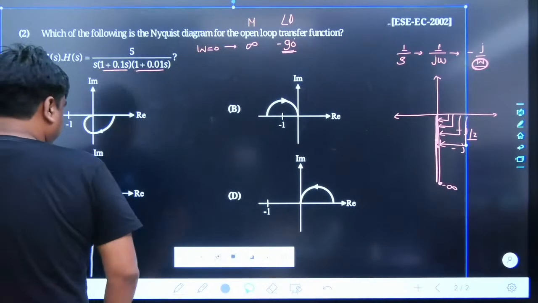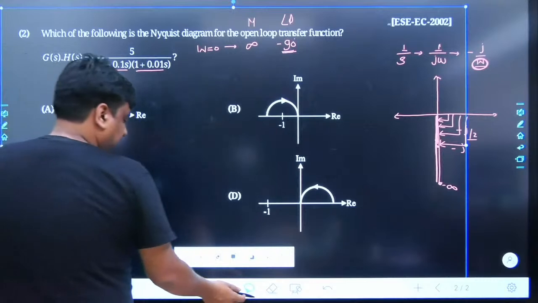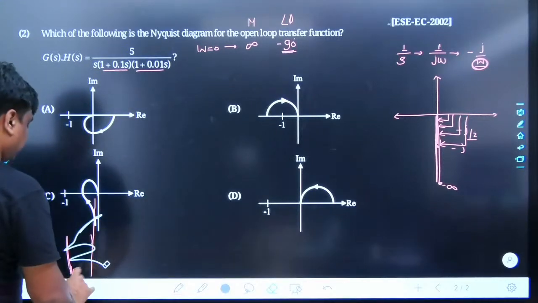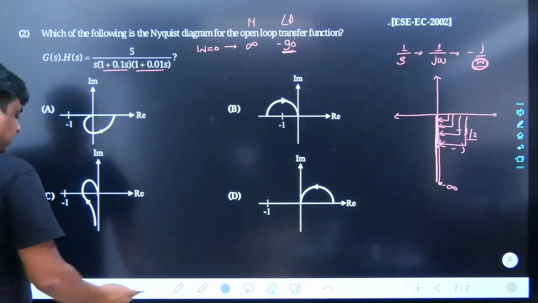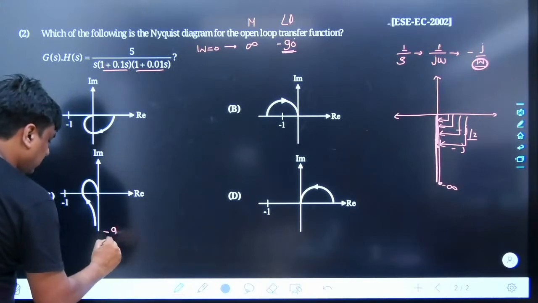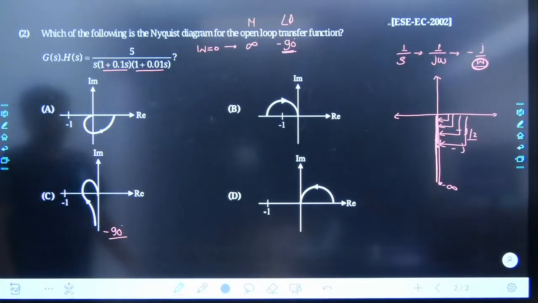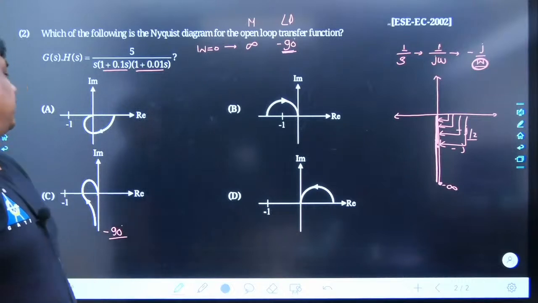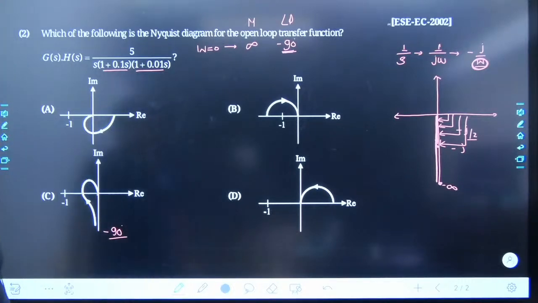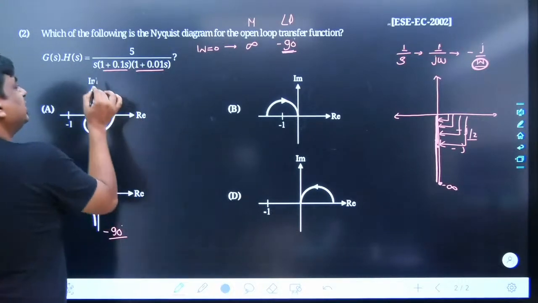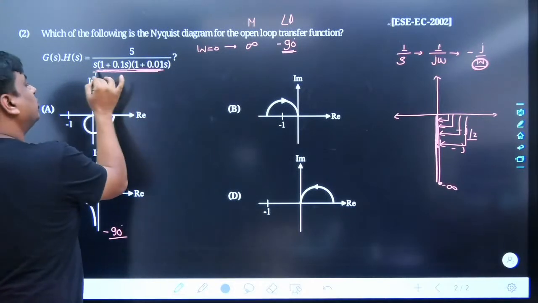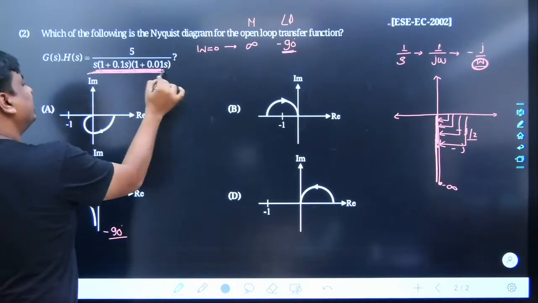Yes, sir. Somewhere it would be taking the reference of minus 90 degree. It would start taking the reference of minus 90 degree. And as the value of omega has been increasing, one thing is quite sure: all of the factors of omega are prevalent towards the denominator side only.